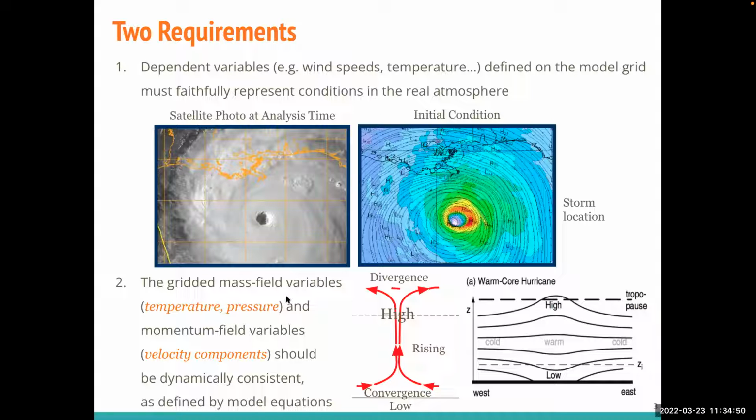Okay, so here is just showing you the velocity components. Maybe if it is a tropical cyclone, then you should have convergence at the bottom, divergence at the top, and then rising motion in the middle, and that should be consistent with your pressure field here. This is the pressure field. So warm core low. This is a warm core low for a tropical cyclone.